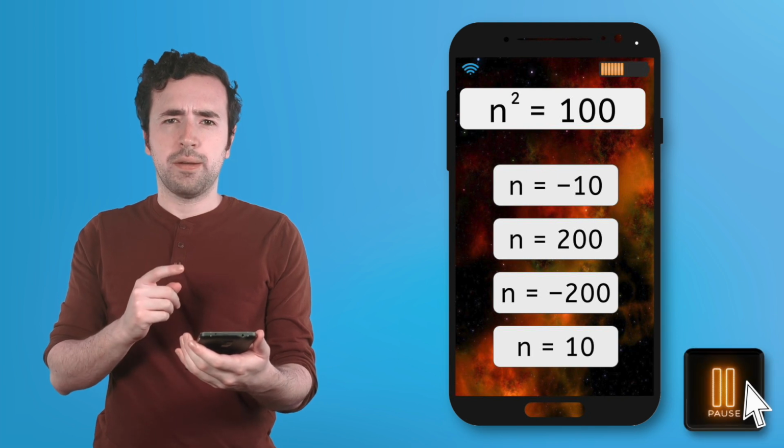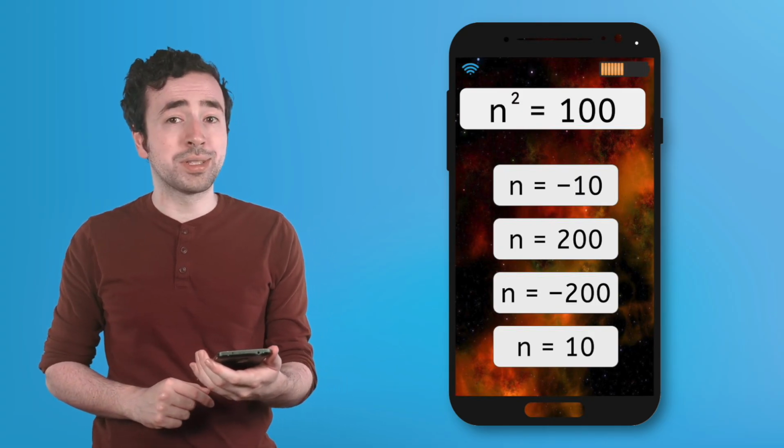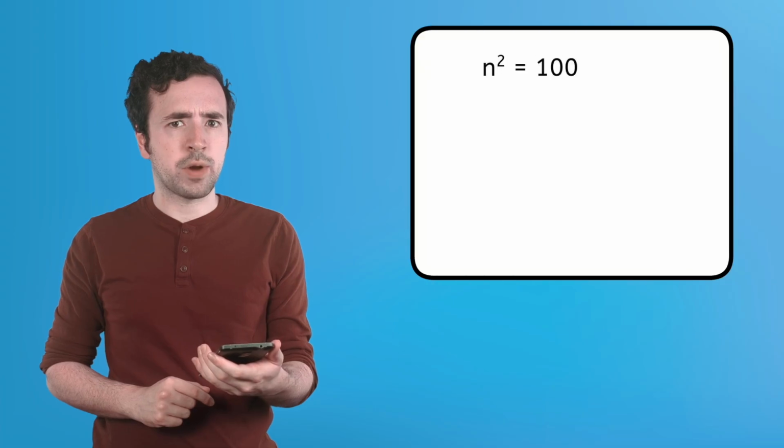Next equation is up, and it's n squared equals 100. What should I pick? I picked n equals 10 and n equals -10. But did I get it right?